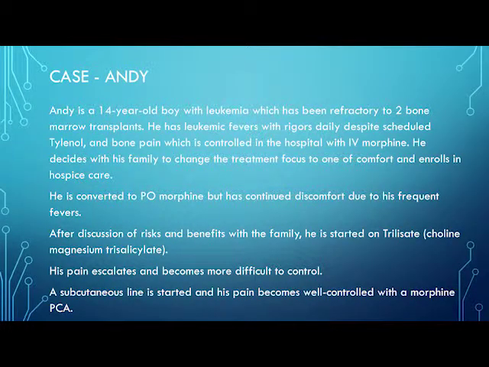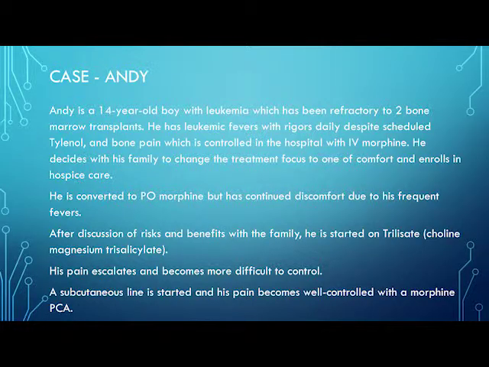All right. So here's another case. Andy is a 14-year-old with leukemia, been through 2 bone marrow transplants. He has leukemic fevers with rigors pretty much daily, despite being on scheduled Tylenol. He also has bone pain, which has been helped by IV morphine while in the hospital. He and his family together decide to focus on comfort, and they enroll in hospice care and are discharged home.